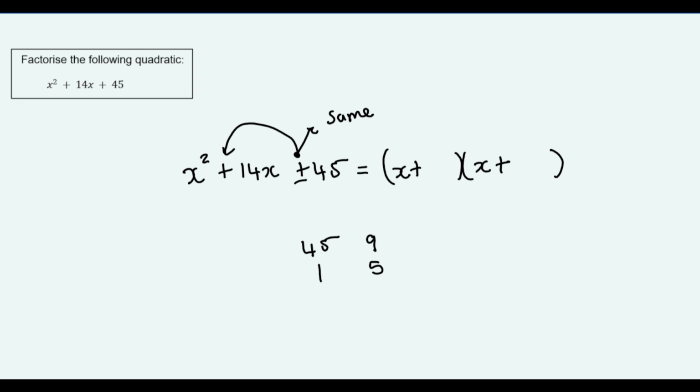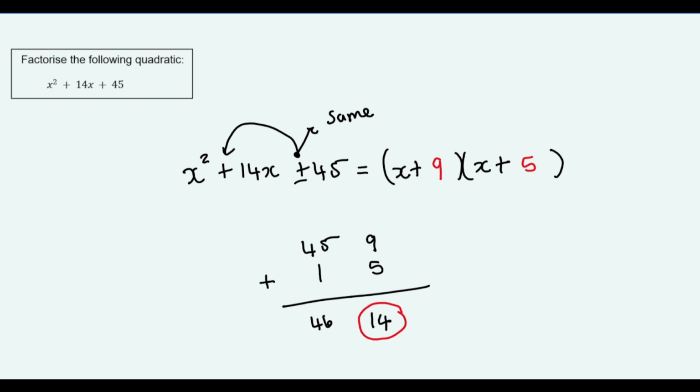So remember, we need to add these factors. 45 plus 1 is 46. 9 plus 5 is 14. So 9 and 5 is the ones that we want. So we write 9 and 5. You can check, that will give you the original expression when you multiply the brackets.